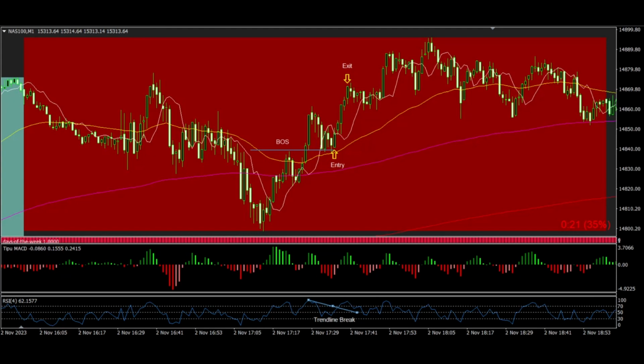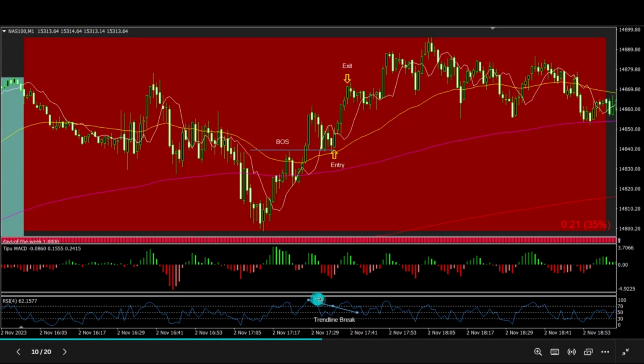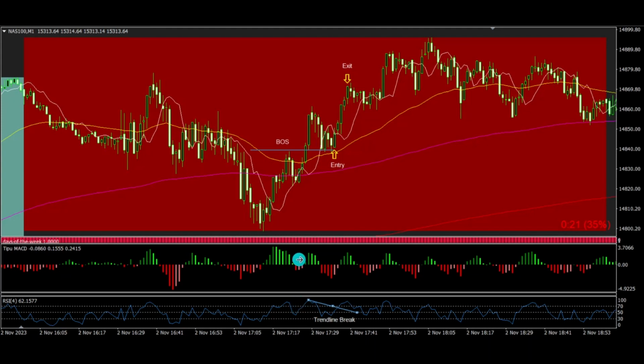Here is a buy trade. We see there is a break of structure and a trendline break of the RSI. Make sure there's at least 2 humps in your RSI trendline. And with that break of structure and trendline break, there is a green histogram.